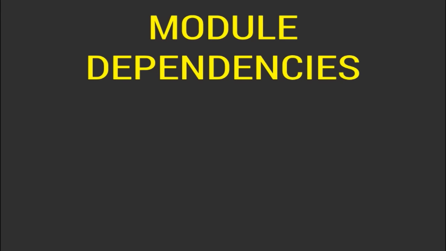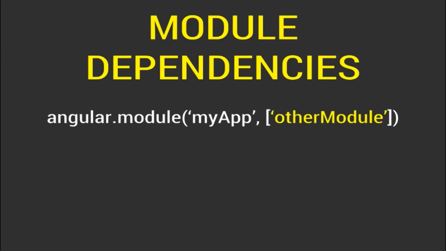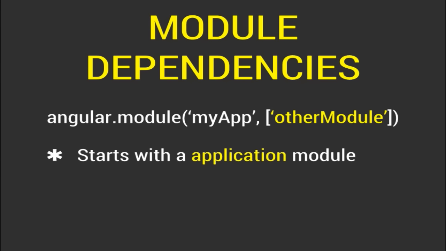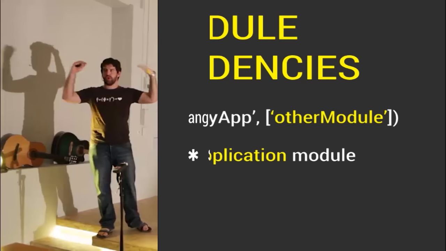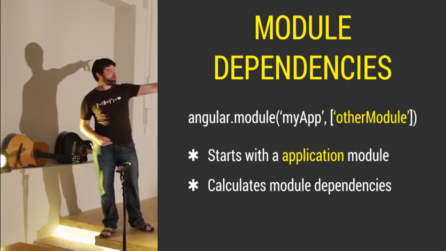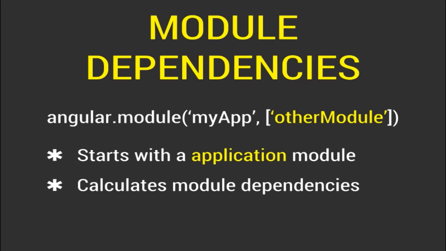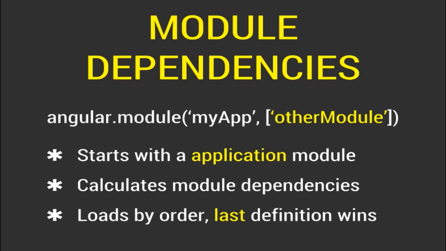Okay, module dependencies. We talked about that you have angular.module, and you define it by giving it a name and an array of other modules. So what is happening here? It starts with an application module. The first module is always what you put in ng-app equals myApp. This is the first module. And from all of its dependencies, Angular can calculate which depends on which and start with the leaves of the tree, and then run all of their configs and then all of their runs in the same order.